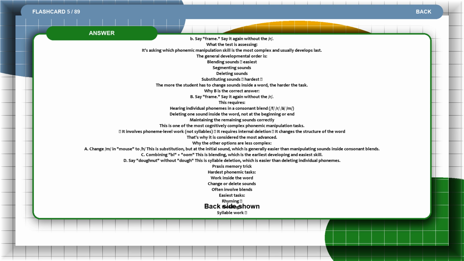Praxis memory trick. Hardest phonemic tasks work inside the word. Change or delete sounds often involve blends. Easiest tasks: rhyming, blending, syllable work.